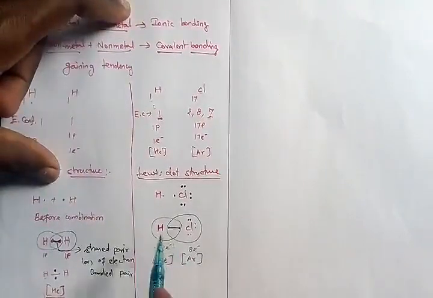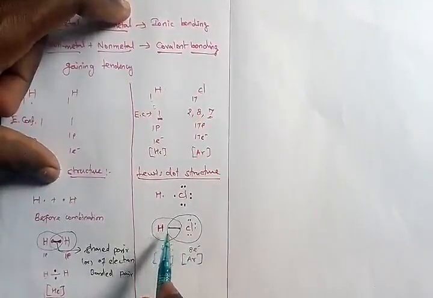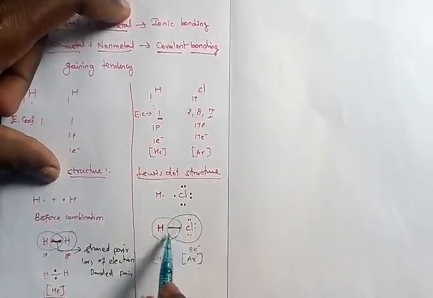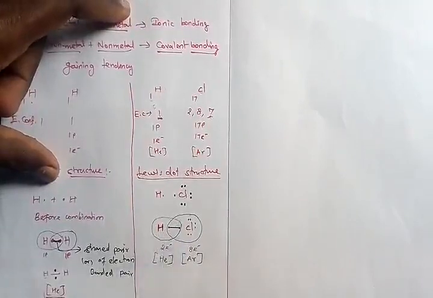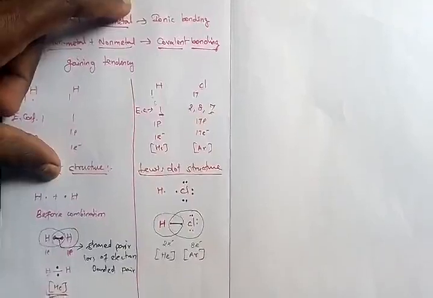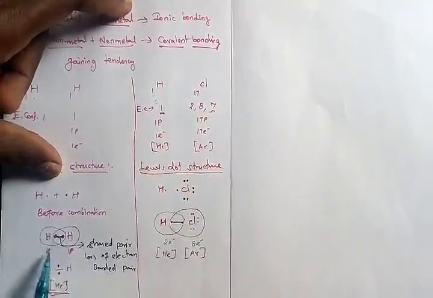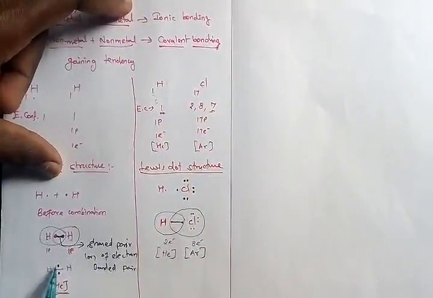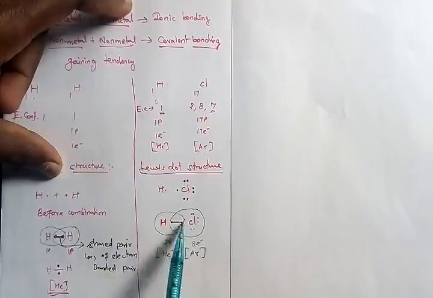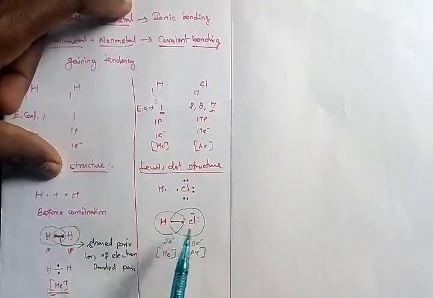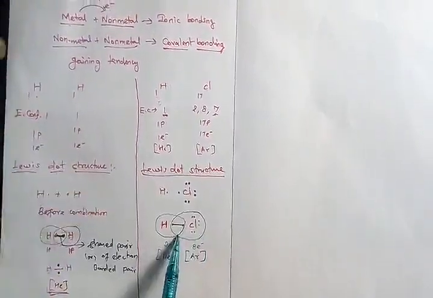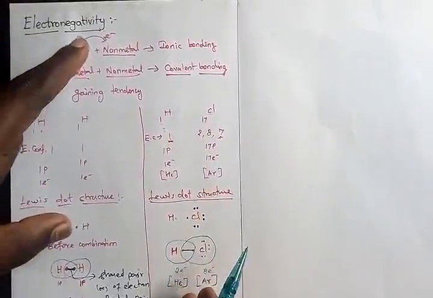Here, what will happen to the bonded pair of electrons? That's my question to you. So in this case, both the hydrogens have the same power of pulling. So the bonded pair of electrons exactly lies in the middle. What about in this case? That's the question. This question will answer the concept of electronegativity.